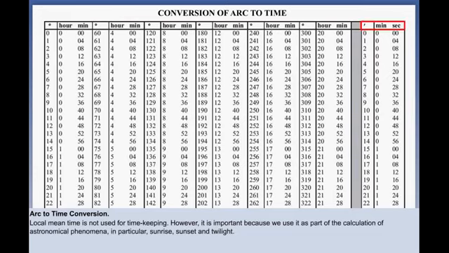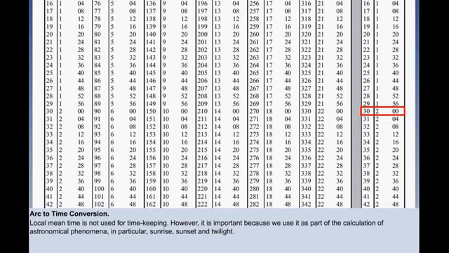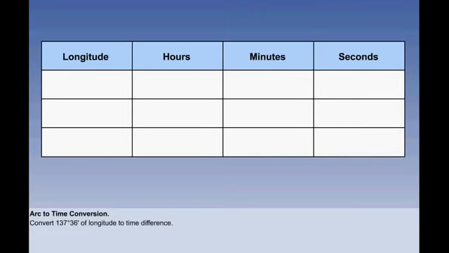The columns to the right of the vertical divider are headed minutes of longitude and minutes and seconds of time. We know that 1 degree of longitude is 4 minutes. So if you look up 30 seconds of longitude, this corresponds to a time of 2 minutes and no seconds. Let's now do a practical example. We'll convert 137 degrees and 36 minutes of longitude to a difference in local mean time. Start with 137 degrees. What does this equate to?